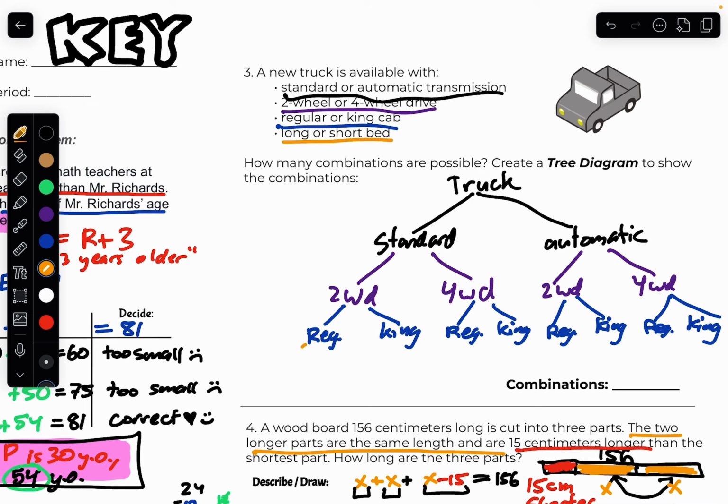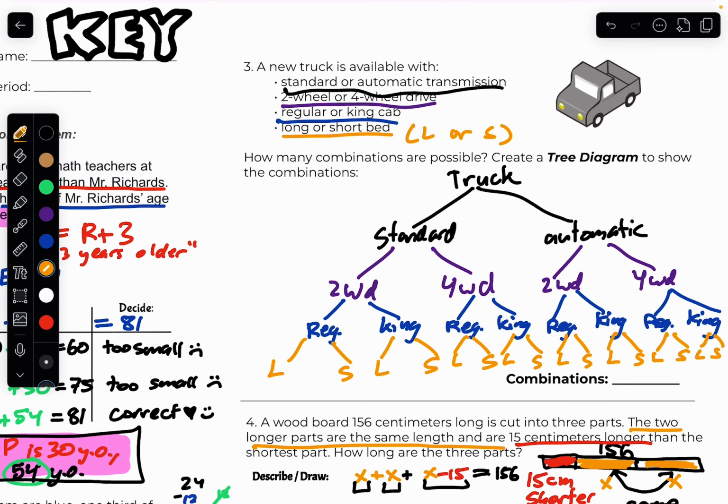So for this one, I'm just going to put long for L. I'm going to say L or S. Long or short. Do this for all the stems of your tree. Long or short. Did anybody run out of space for this question? Sometimes that happens. And let's do the last step.